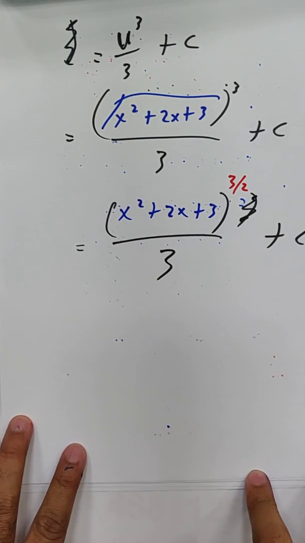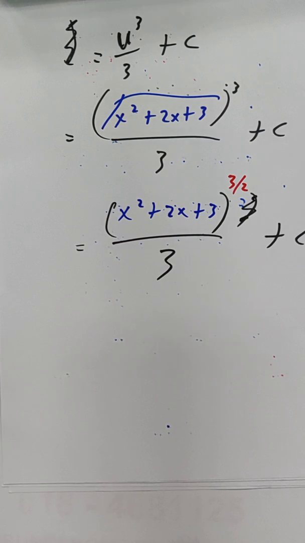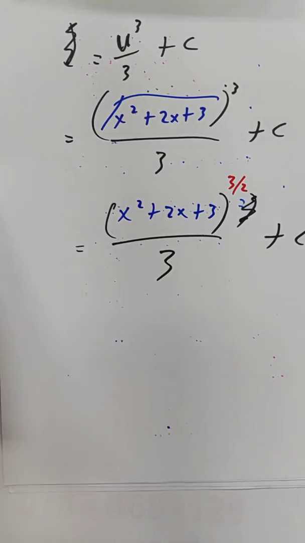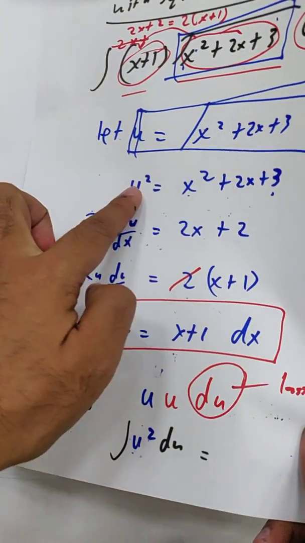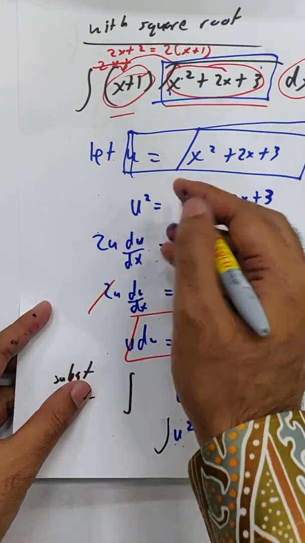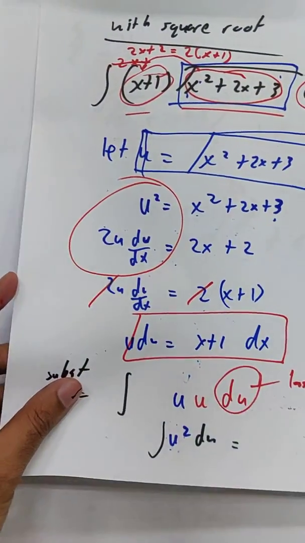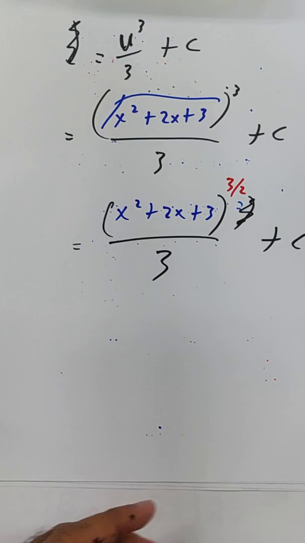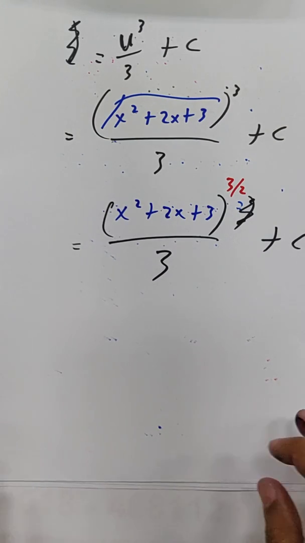This method will save you a lot more time if you substitute with the square root as well. But you just need to remember, differentiating u squared, what do you get? 2u du dx. You remember this one, then your life will be a lot easier. I'll give you one example for you to try.